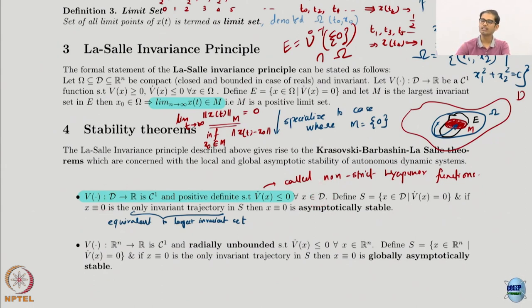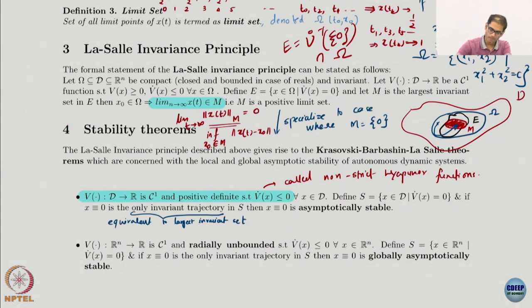Okay, notice all these results, LaSalle invariance, Barbashin, Krasovsky, LaSalle, are only for time invariant systems or autonomous systems. For time varying systems the results are significantly more complicated. I mean, not easy to apply these results, because the notions of limit points and limit sets itself becomes very messy. All right, so these are the stability versions of the theorems.